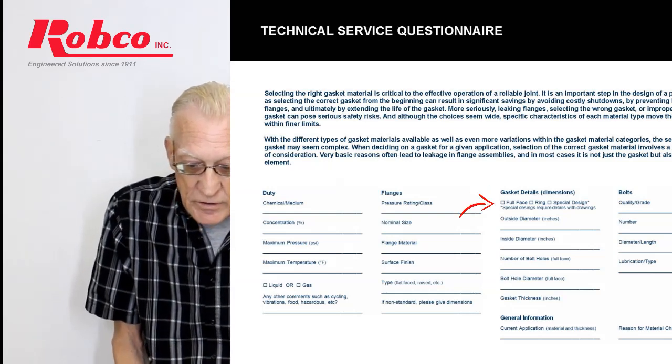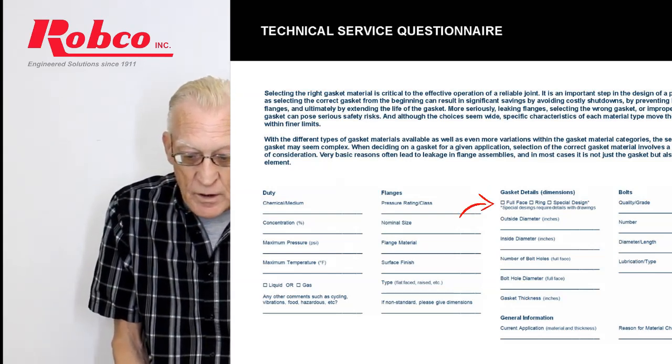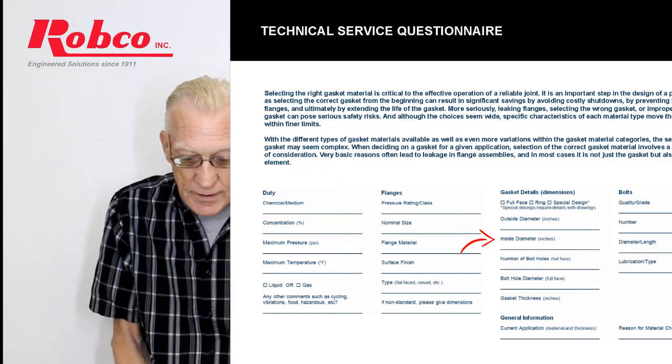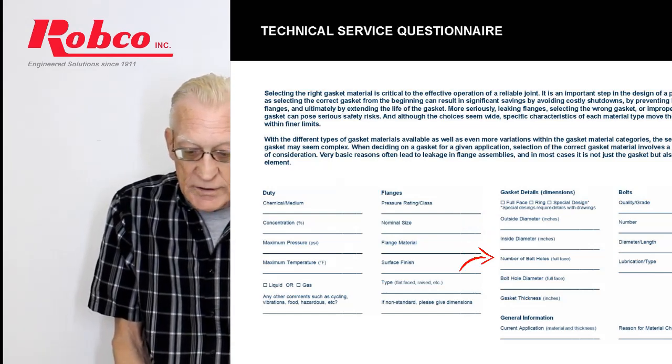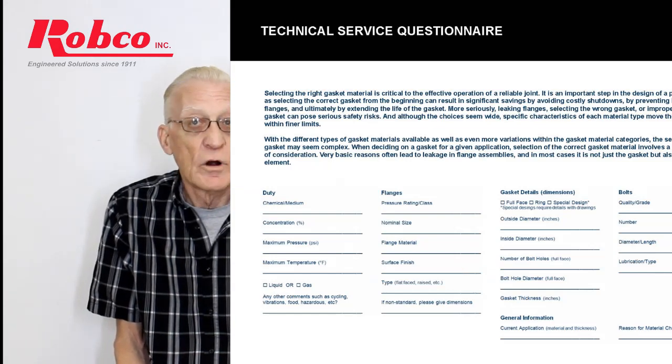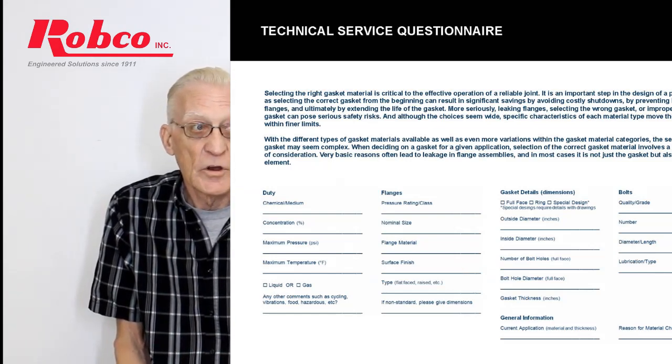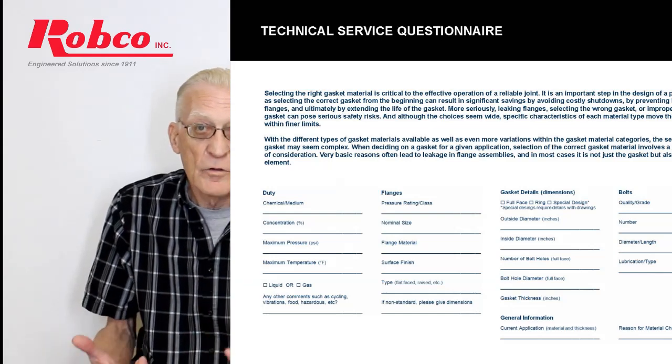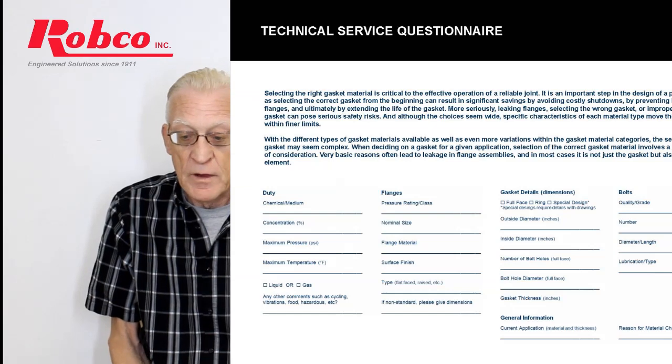Your gasket details: are they full face, are they ring type, outside diameter, inside diameter, number of bolts, etc. We need to have all that information. We can input that into our Klinger Expert software design program. All of those things come into play.